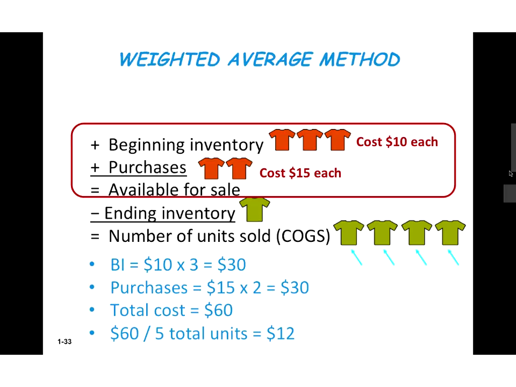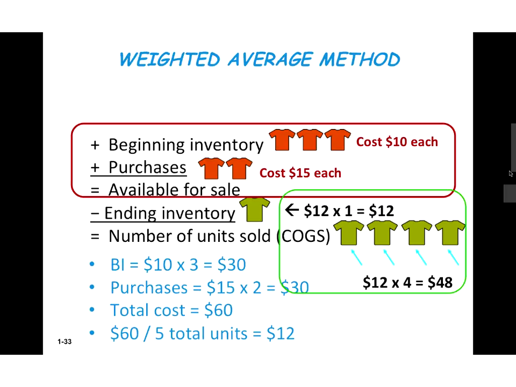And you tell me how many units are ending in inventory, I can take the 12 times the number of units. So where I'm going with this, ending inventory, 1 unit at $12 each, so $12. And then I had 4 t-shirts sold at the $12, and I'll get 48. Now, the $12 ending inventory plus the 48 cost of goods sold equals 60. We're back to our total cost. So those will equal our beginning inventory plus our purchases will equal our ending inventory plus our cost of goods sold.